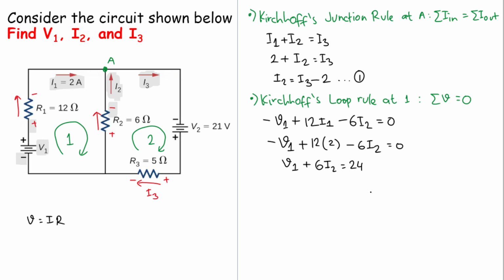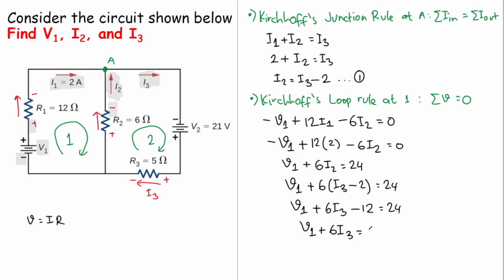Let's plug this I2 into this equation. So we will have V1 here, and then plus 6 multiplied by I3 minus 2. And that will equal to 24. And then we will have V1 plus 6I3 minus 12. That will equal to 24. So we will have V1 here plus 6I3. That will equal to 36. And I think we can save this here as equation number 2.